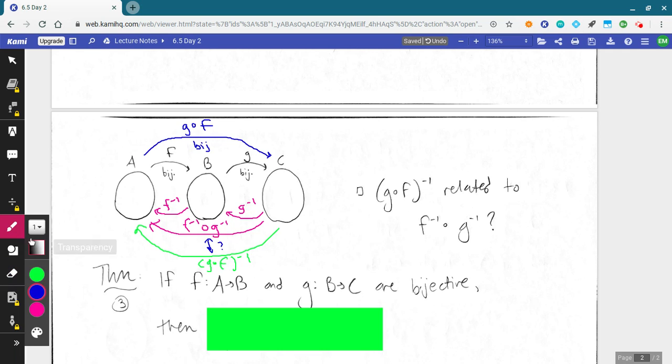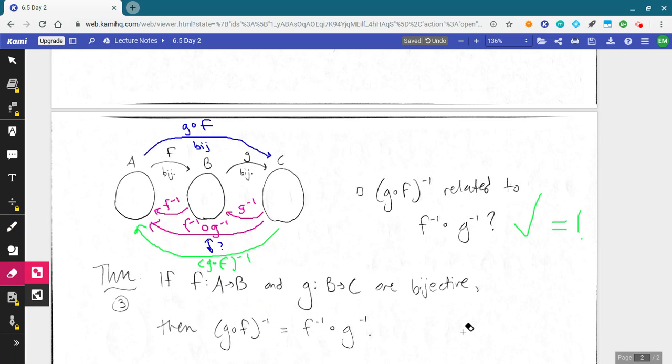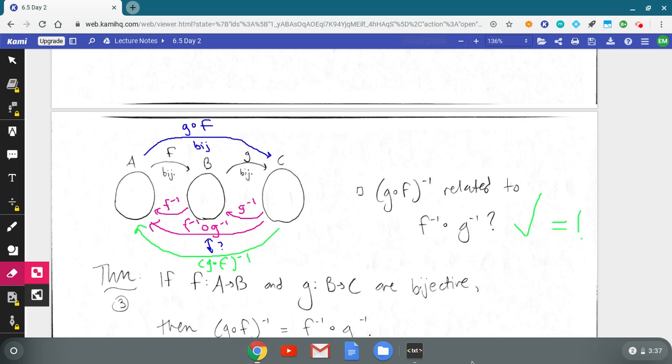And once again, the answer turns out to be absolutely. In a very strong way, these also are going to be equal as functions. And this gives us a statement of theorem 3. If F and G are bijective, then G composed F inverse equals F inverse composed with G inverse.